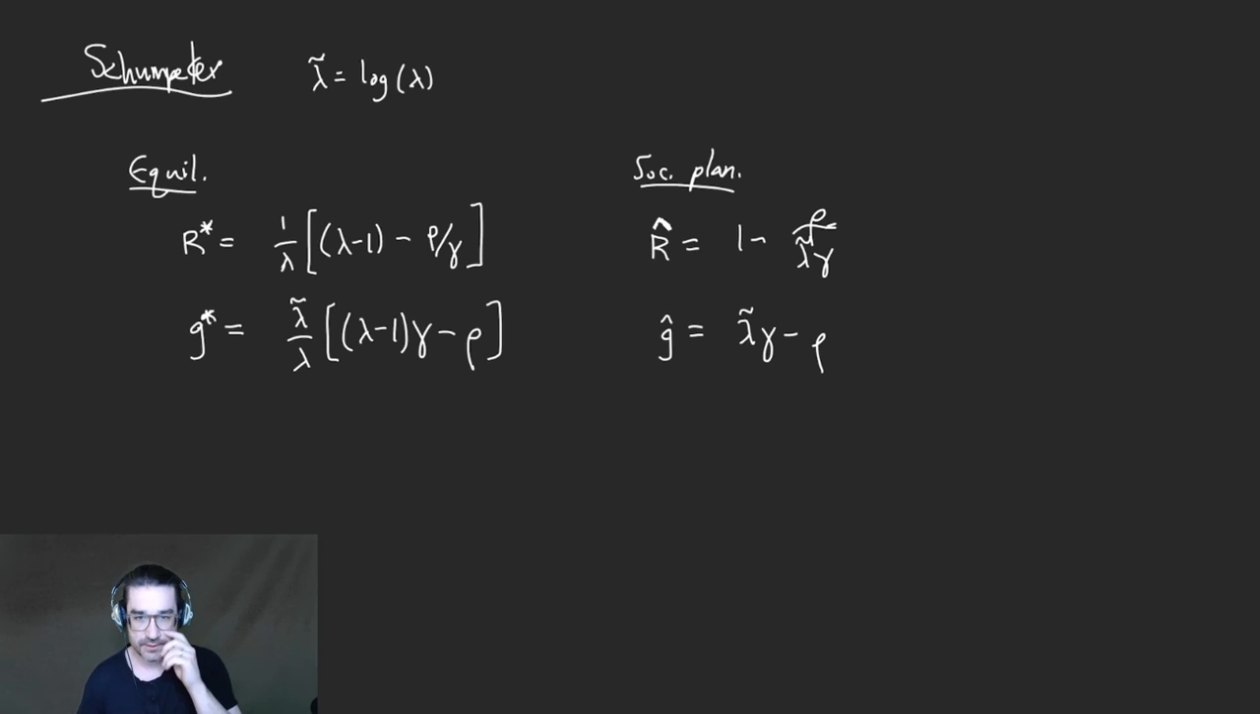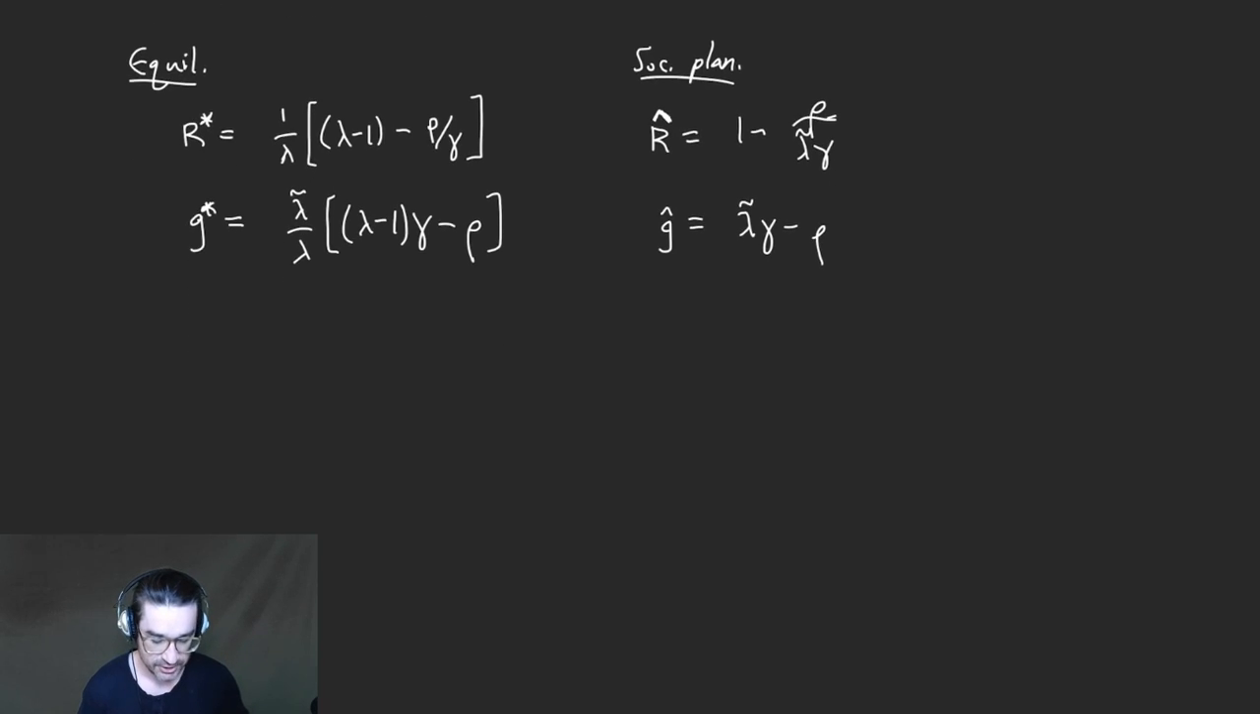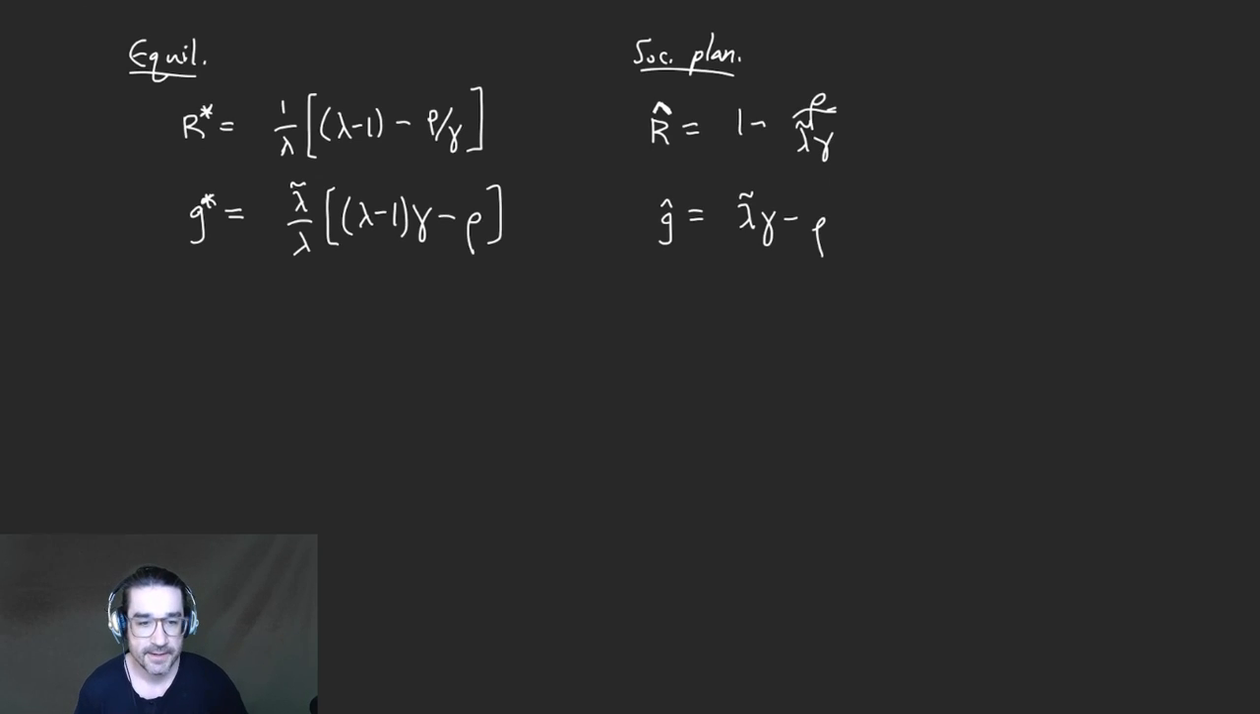I guess we'll deal mostly with the growth rate, but they're essentially the same because they're collinear. Actually, they're not collinear with respect to lambda, because we're multiplying by lambda to get to one of them. But the ratio of R star to R hat is going to be the same as the ratio of G star to G hat. So if one's higher, the other must be higher, and so on.